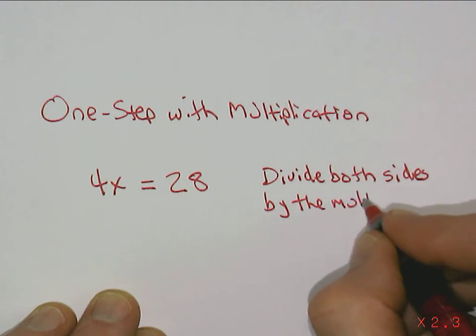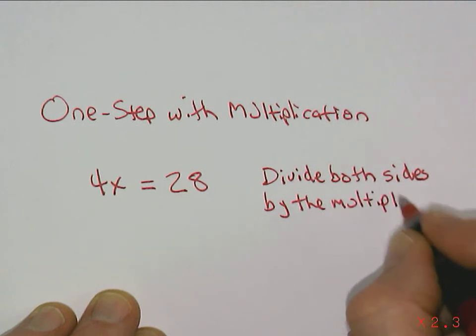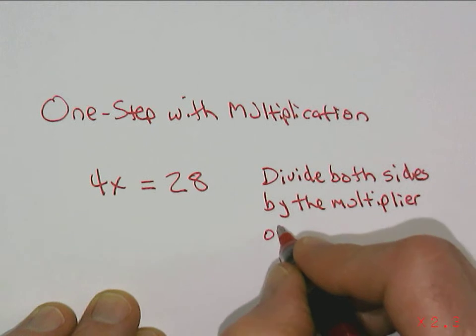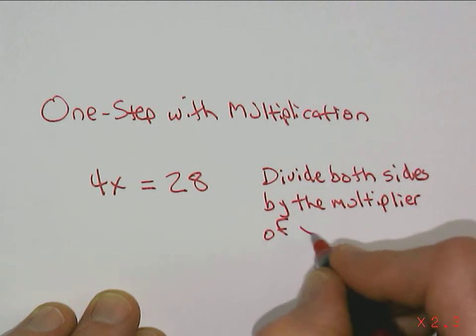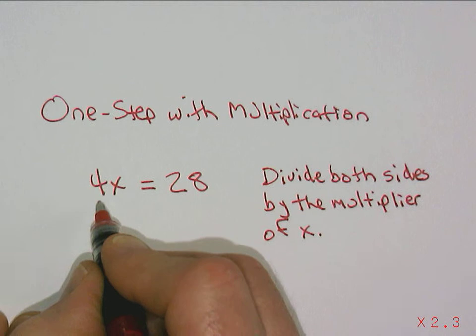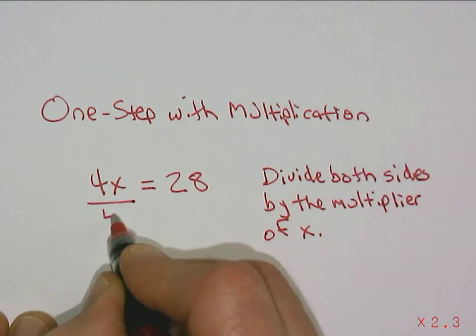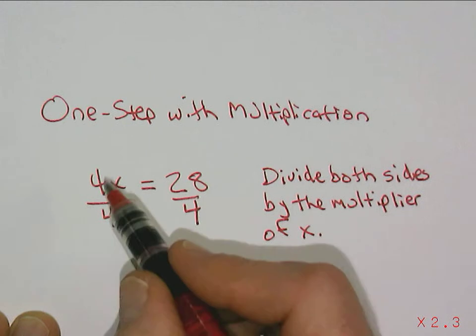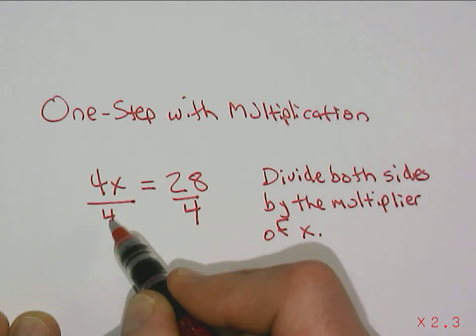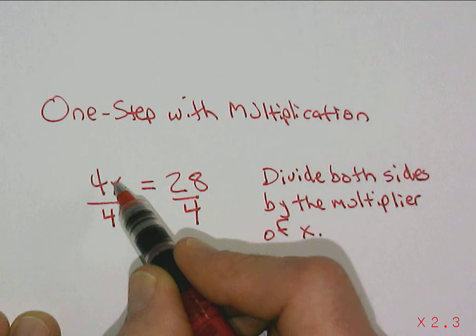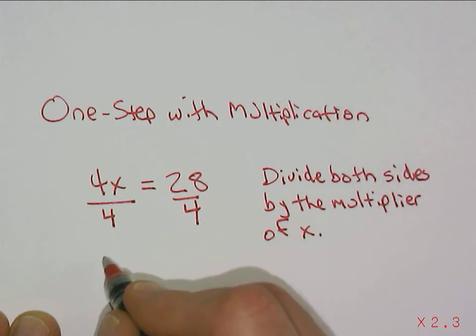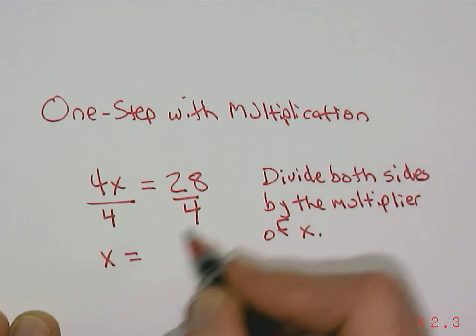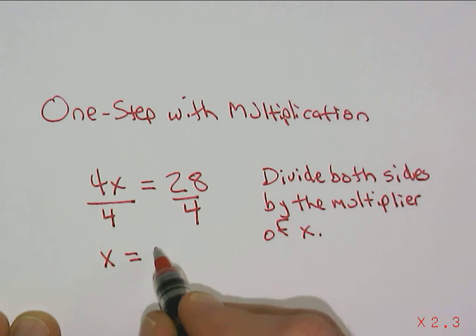So what have we multiplied x by? We're going to now divide both sides by that. So since 4 is the multiplier of x, we're going to divide both sides by 4. And so now what happens is 4 divided by 4 is 1. 4/4 is 1 whole. So we have 1x, or just x, and 28 divided by 4, which makes 7.